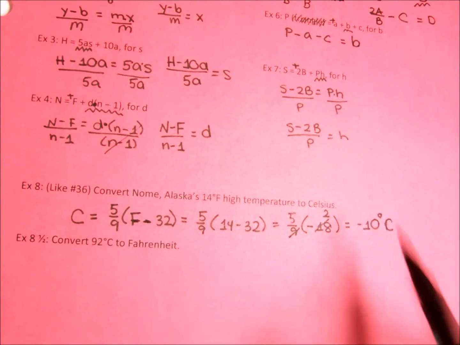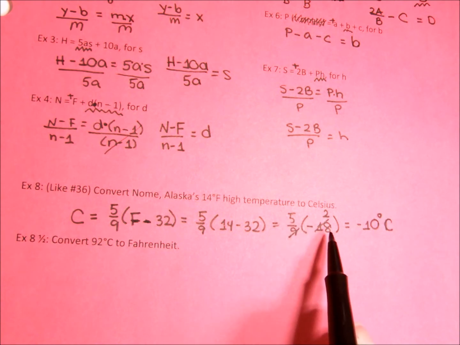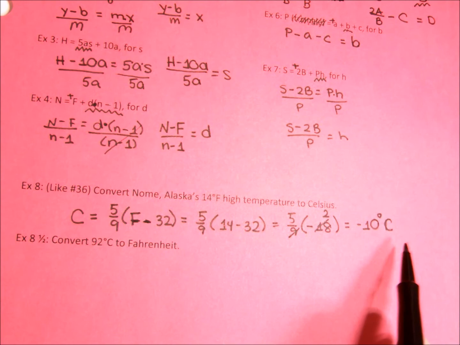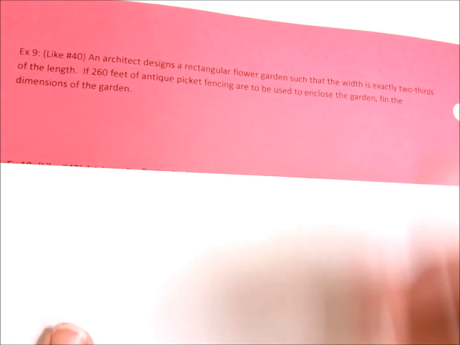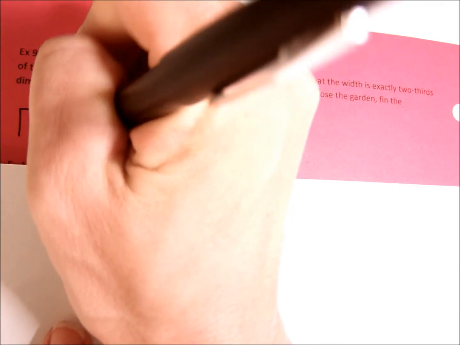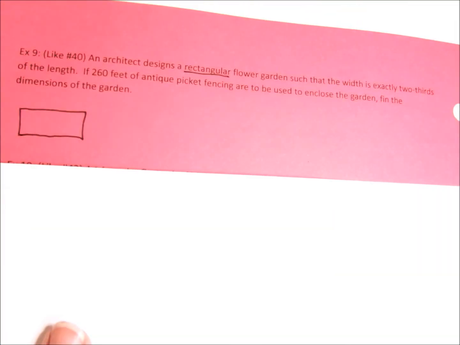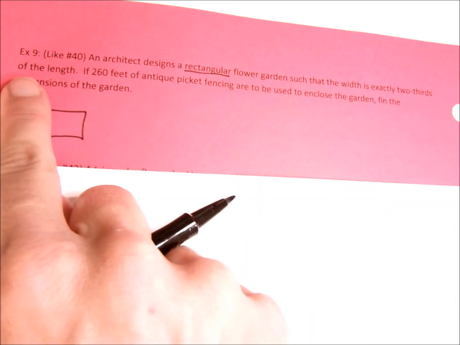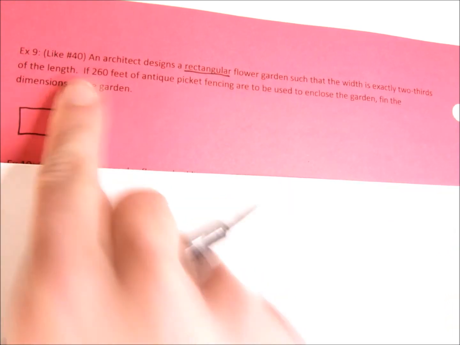Well, here, let me look at it a different way. 5 times 18 would get us to 90, divided by 9 is still 10. Design a rectangular garden. So right now I'm going to draw myself a rectangle. I don't know exactly what it will look like, such that the width is exactly 2/3 of the length. Which one's listed last? The length.